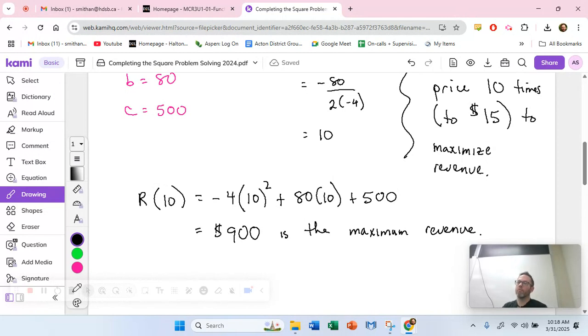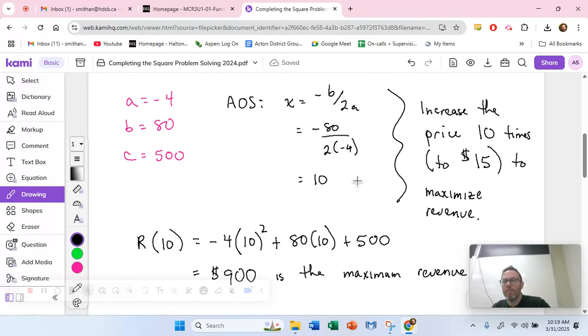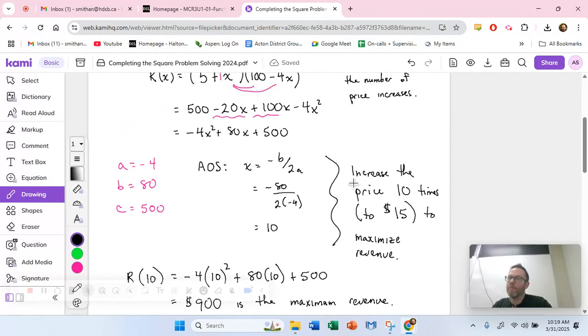So very interesting. So she's going to lose some customers, but in the end, originally she only made $500. This time she'll make 900. So if all things are the same in terms of her costs, she'll make a bit more money. So that is an optimization problem involving revenue. They all set up in a similar way. You expand, you use the axis of symmetry.